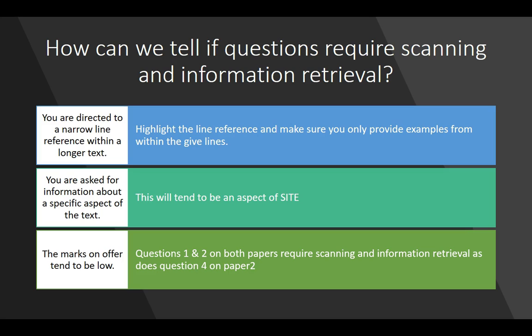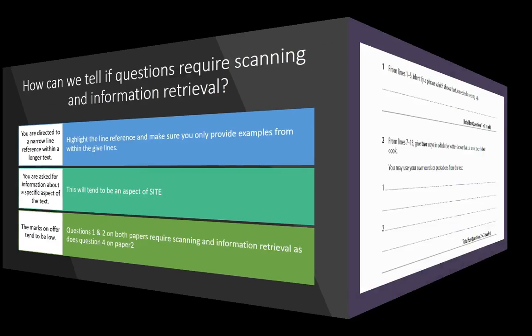You also need to use scanning and information retrieval skills, of course, when you're answering the higher tariff questions, so questions that require essay responses and comparative responses, because obviously you're going to need to scan for relevant quotations, and when you're comparing texts you're going to need to scan for those comparative examples from the second text. So that's how we can tell if a question requires you to apply these speed reading techniques and information retrieval skills.